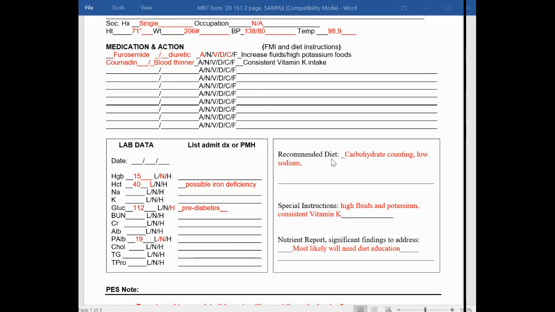Okay. This section then outlines what we would recommend for a diet for him. And my recommended diet would be a carb counting diet and a low sodium diet related to the prediabetes and the hypertension. Special instructions include these diet instructions related to the medications that he's taking. So high fluids and potassium, consistent vitamin K. Anything else we want to address? I just put here that he will most likely need diet education before he goes home to help him with that therapeutic diet of carb counting and low sodium and the food-drug interactions.